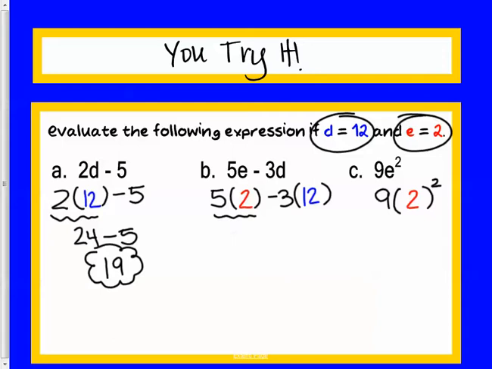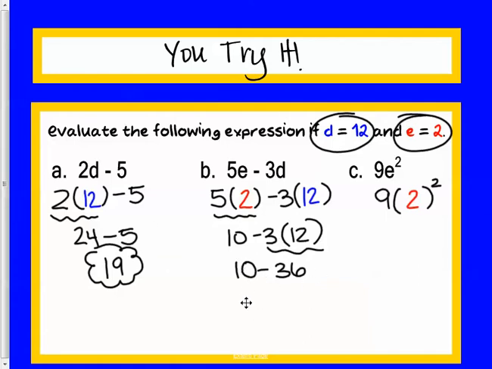Over here we need to multiply first before we subtract. So 5 times 2 is 10 minus 3 times 12. Before we can subtract, we need to multiply these. So we get 10 minus 36.